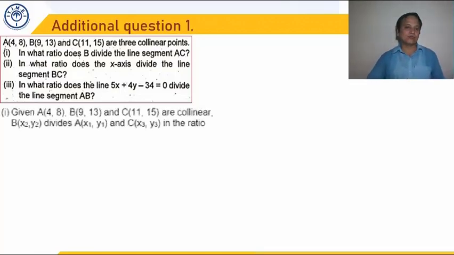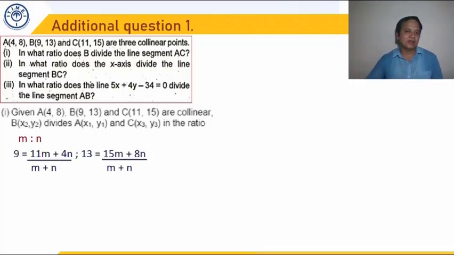We assume let the ratio be m is to n. We can find the value of m is to n either from the x coordinate or the y coordinate. Let's see. B divides the join of AC in the ratio m is to n. We apply the section formula: 11 into m plus 4 into n upon the sum of the ratio is the x coordinate of B, that is 9. We can apply it to the y coordinate also. From any one we can get the value of m and n. It's m into 15 plus n into 8 upon the sum of the ratio equal to 13.